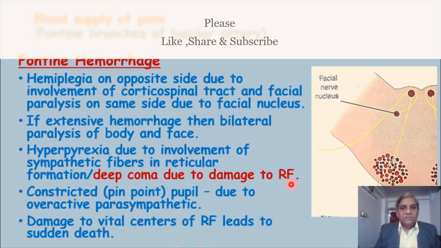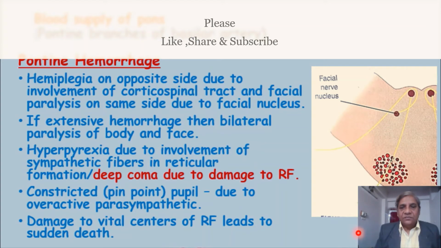And because of the loss of the sympathetic fibers, there will be constriction of the pupil because of the overactivity of the parasympathetic. So the patient will show constriction of the pupil, and this is because of damage to, the necrosis of, the reticular formation.